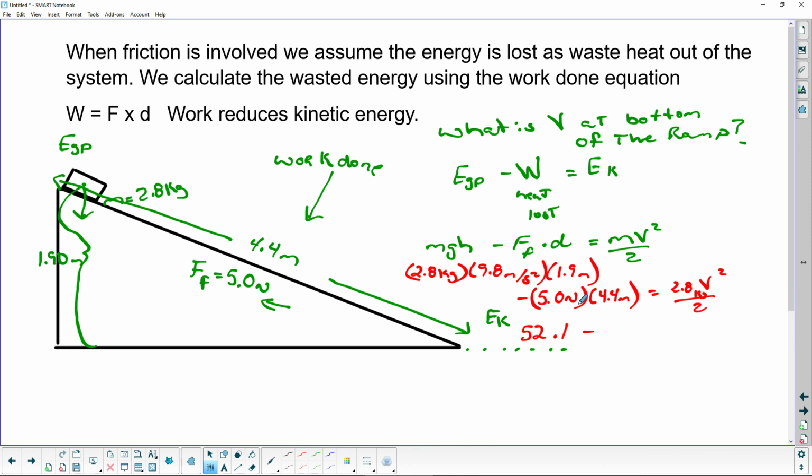So then 5.0 times 4.4 is 22. So you can see that we're reducing by about 22 joules of energy. Now this would be joules here, and this would be joules as well. And then 1.4, when we divide 2.8 by 2.